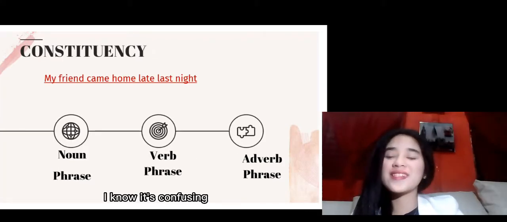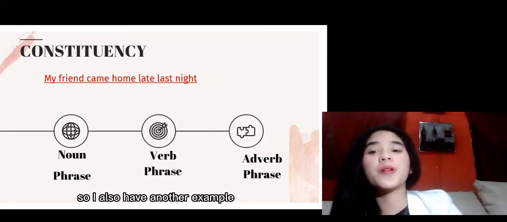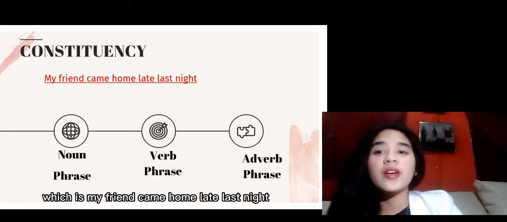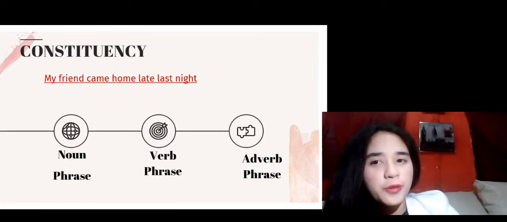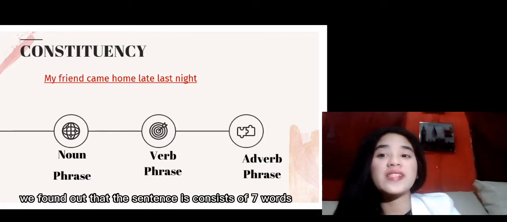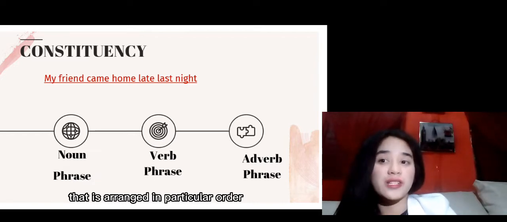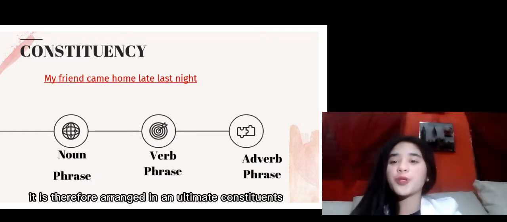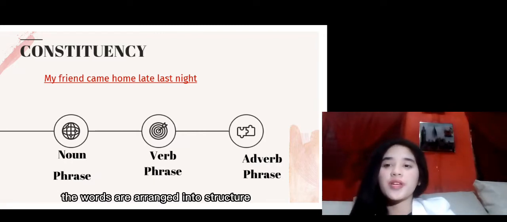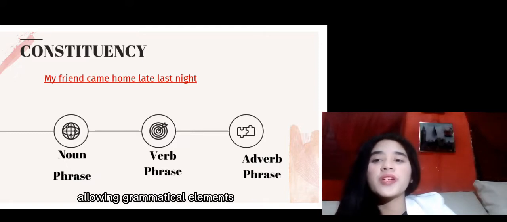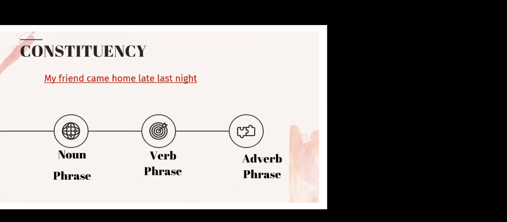I know it's confusing, so I also have another example, which is my friend came home late last night. We found out that the sentence consists of 7 words that are arranged in a particular order. It is therefore arranged in ultimate constituents. The words are arranged into a structure, allowing the grammatical elements of which the sentence is composed.